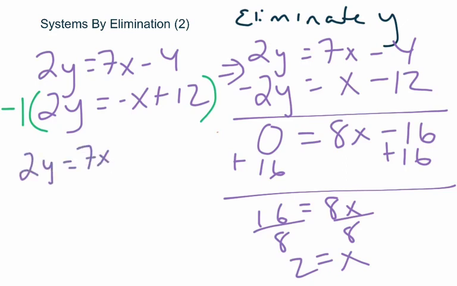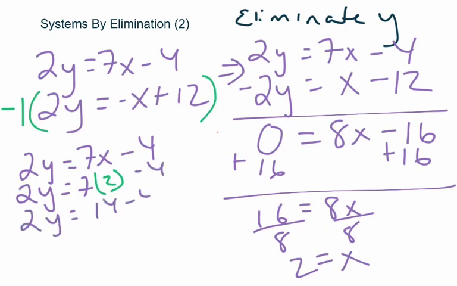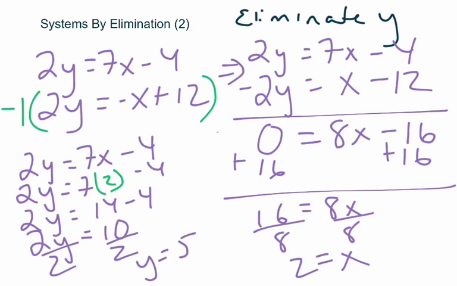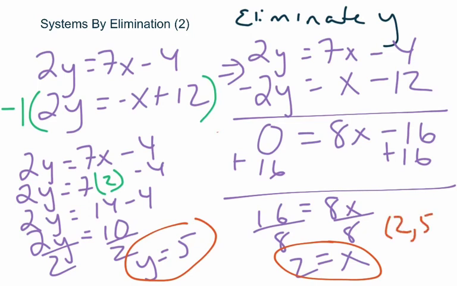2y equals 7x minus 4. And we are going to plug in x is equal to 2. So we're going to put that in right there. And 2 times 7 is 14. 14 minus 4 is 10. And divide both sides by 2. And I get y is equal to 5. So here's my answer right there. So y is equal to 5 and x is equal to 2. Or if you wanted to put that in an ordered pair, it would be (2, 5). So that's one that illustrates a couple things about the 0 and about the lining them up.